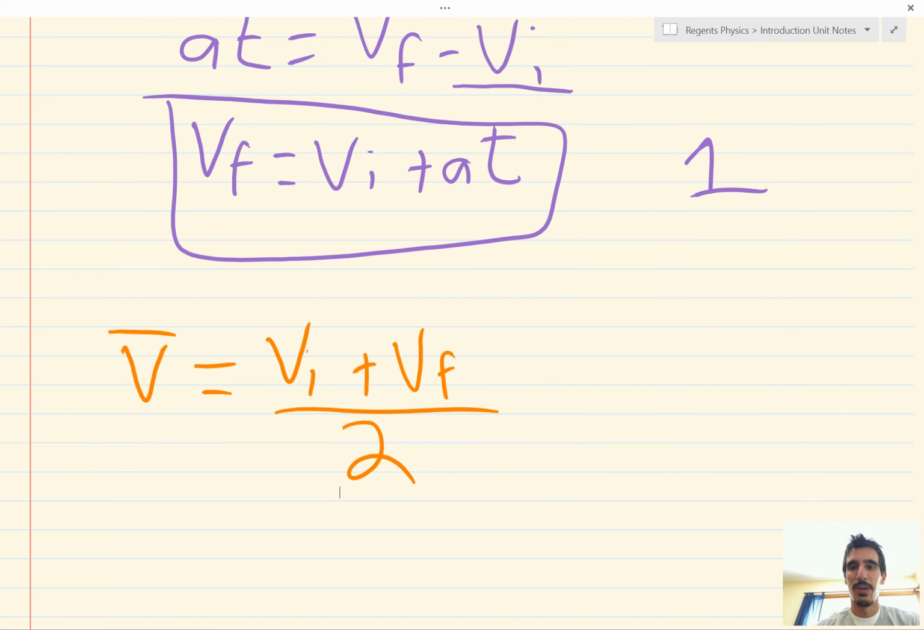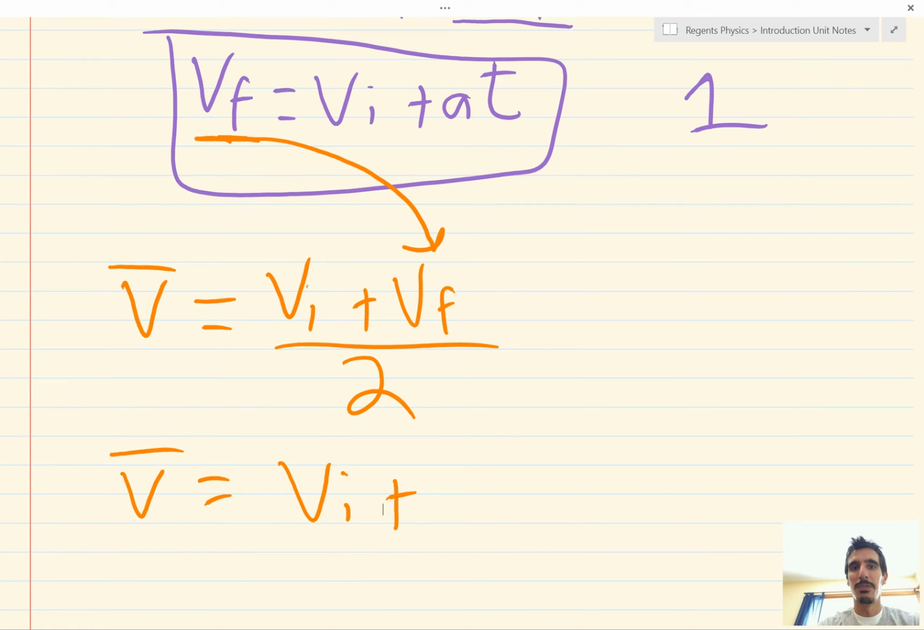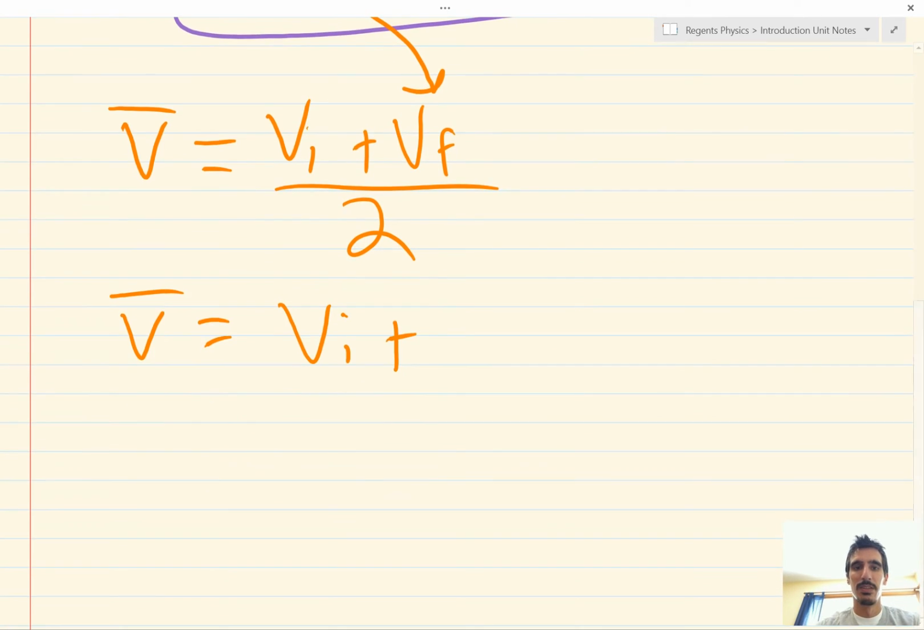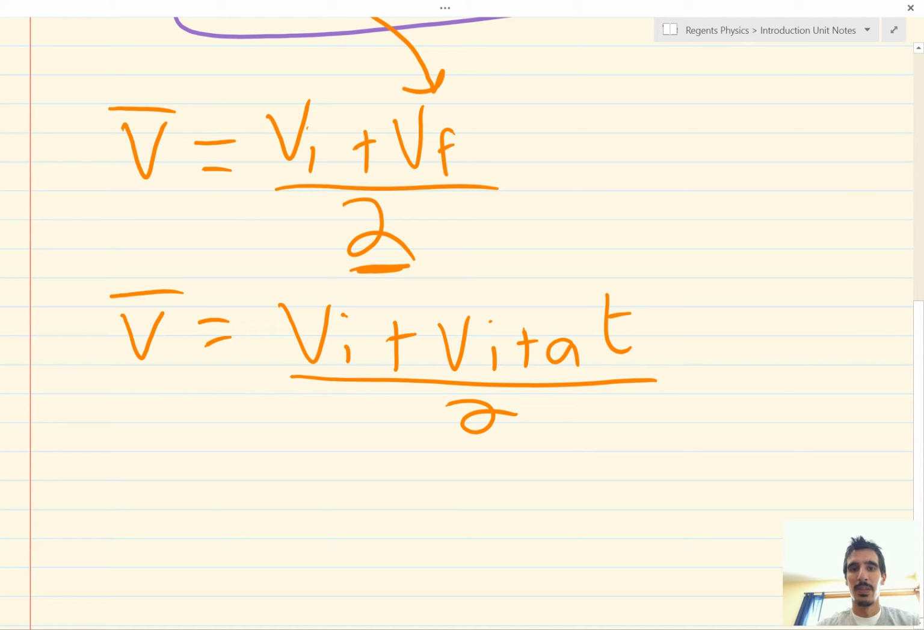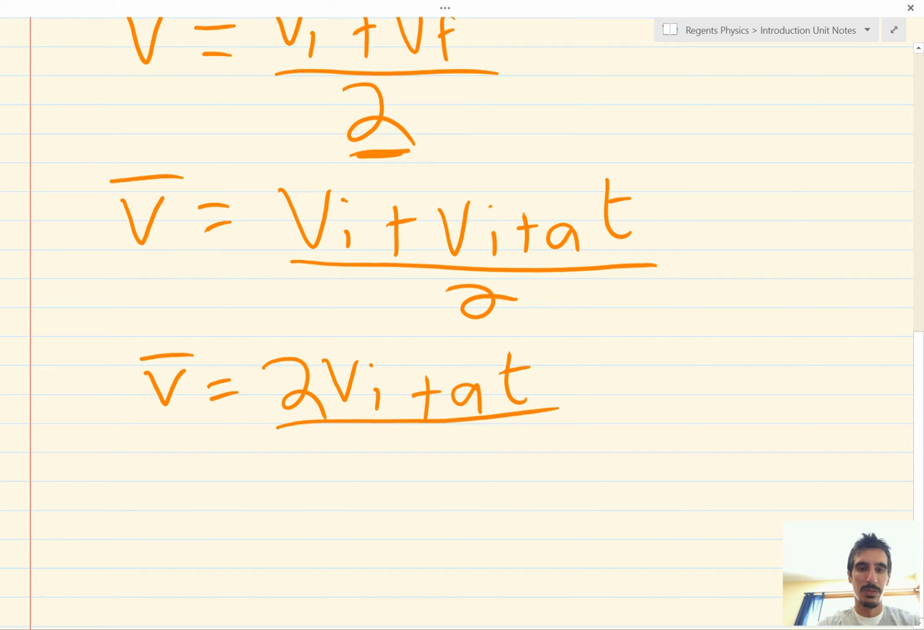Now what we're going to do is take this final velocity from equation 1, right here, and we'll plug it in to right there. So we have average velocity is equal to VI plus everything that VF is equal to. So VI plus AT, VI plus AT. And it's all over 2, which comes from right here. Okay, so we have two VI, so we could combine those. So we have average velocity is equal to 2VI plus AT all over 2.